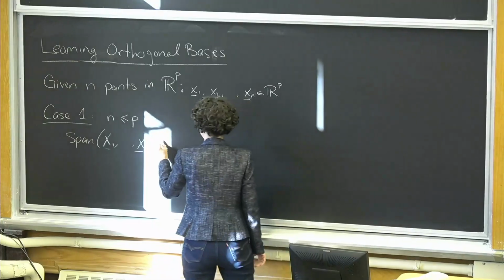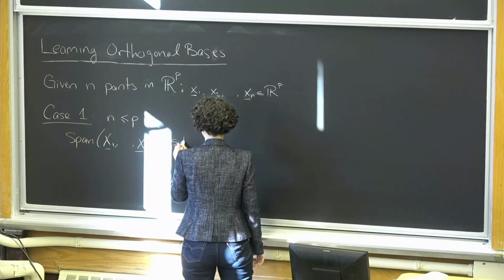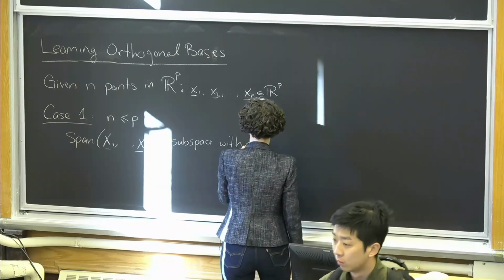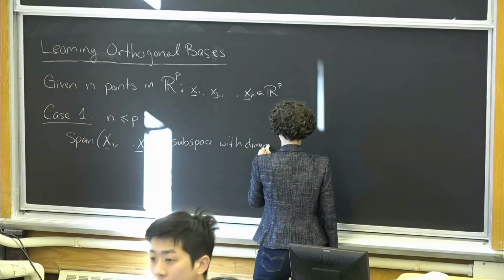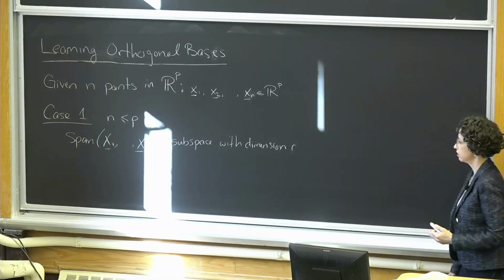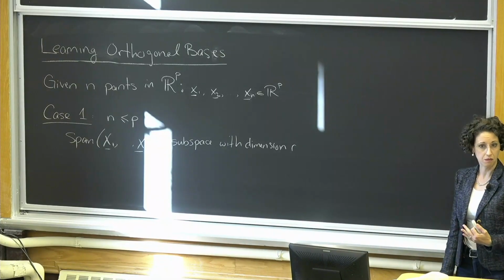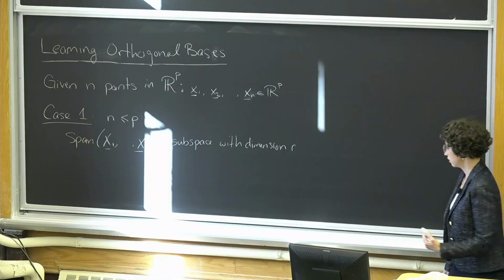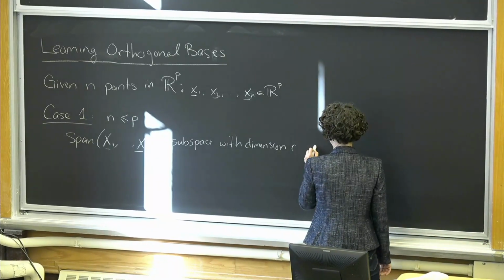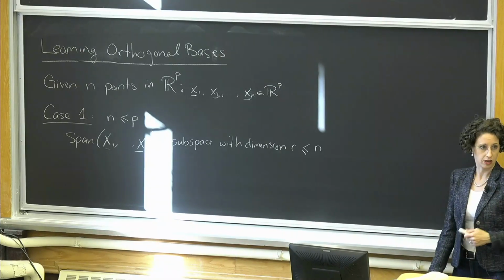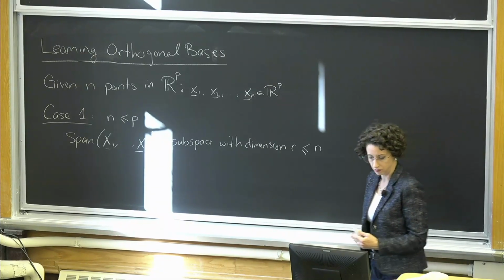So this span is going to be a subspace with dimension R. And the question that I'm trying to ask is, how big might R be? What's the biggest that R could possibly be? Yes, the biggest that R can be is n. And in general, R is going to be less than or equal to n in this case.